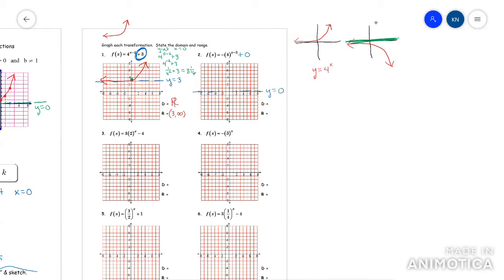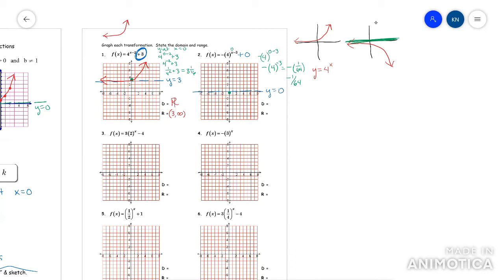And then the last thing I do is I get my y-intercept by setting x equal to 0 and solving. So that's negative, parentheses, 4 to the 0 minus 3. So that's -4 to the -3. So that's negative 1 over 4 to the 3, which is 64. So it's -1 over 64. So it's really close to 0, but it's not quite there.